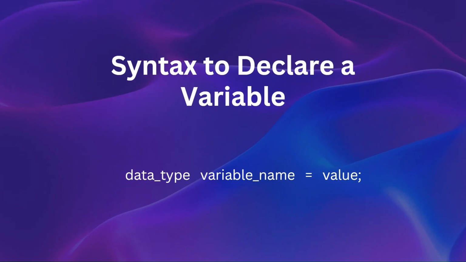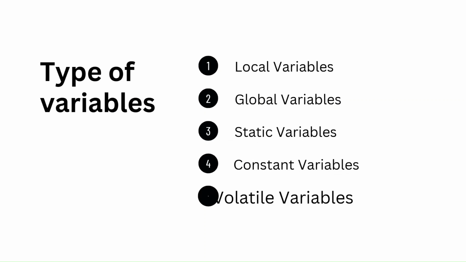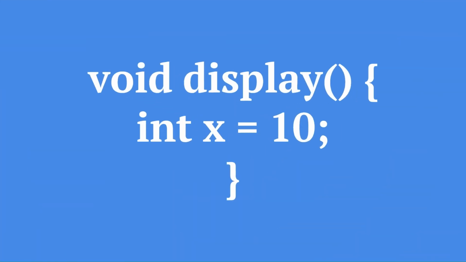Next, we will see types of variables. C++ gives us several types of variables based on how and where we declare them. Let's break it down. First is local variable. Second one is global variable. Third is static variable. Fourth one is constant variable. And last one is volatile variable. Local variables are declared inside functions or code blocks. They only exist within that scope, meaning once the block is done, the variable is gone.